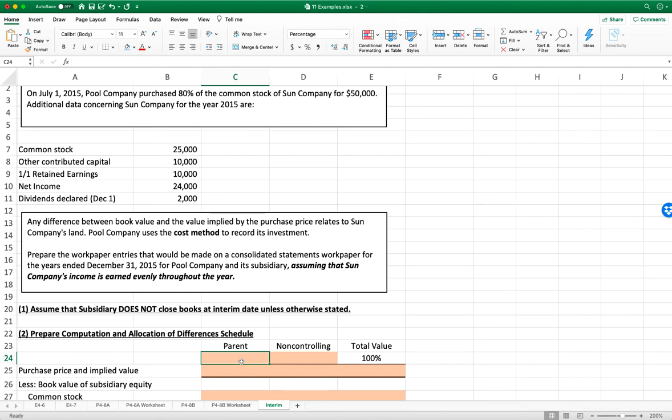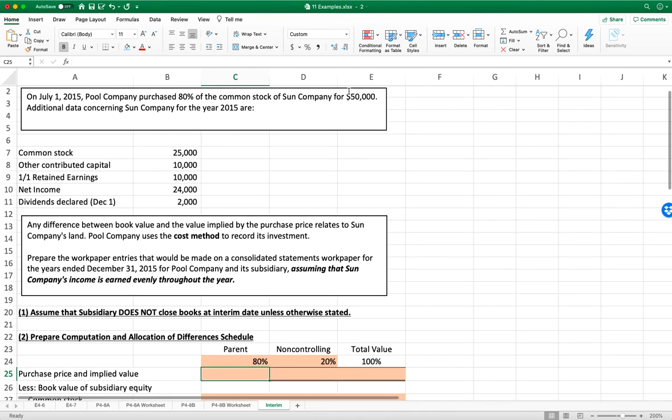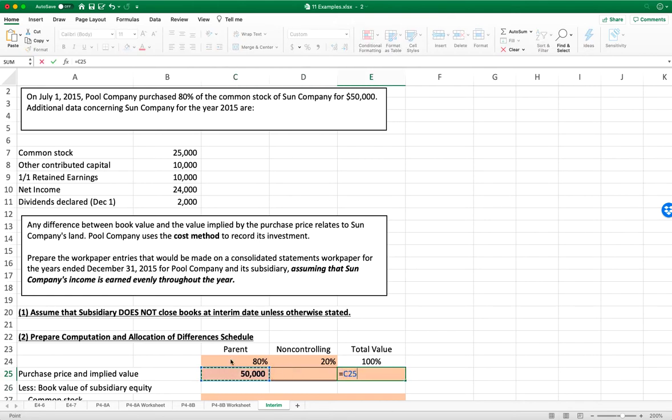So our ownership percentage is 80%. Our non-controlling shareholders then have 20%. Those have to add up to 100. Our purchase price, they told us, was $50,000. So that is going to go right here. Then we're going to extrapolate by taking our purchase price, dividing by 80%, which gives us the implied value of the entity as a whole. We're going to multiply that by 20% to get the value of the non-controlling shares, which is $12,500.